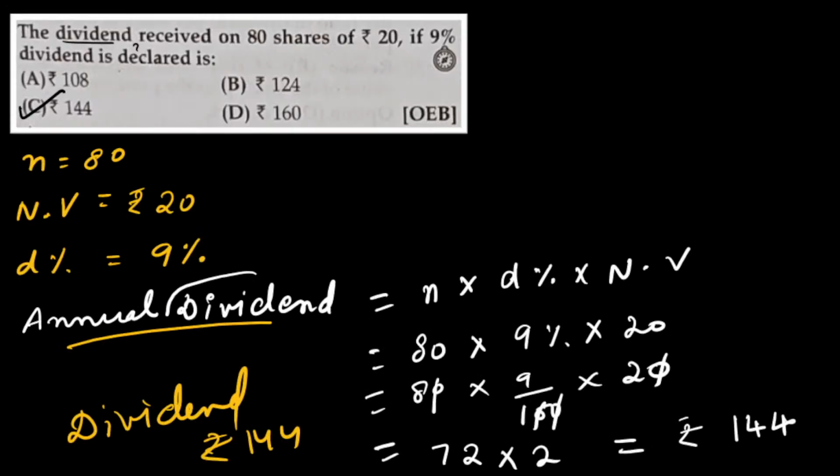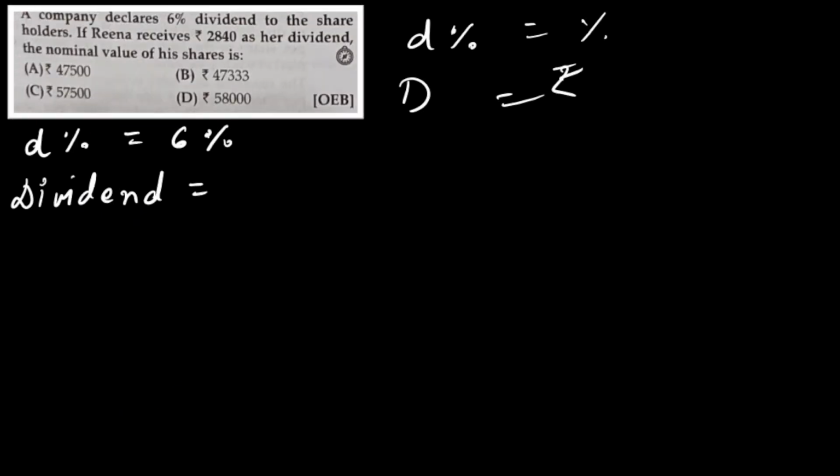See, in previous question this is dividend which we found and here dividend percent is also there. So both are different. One dividend is expressed in rupees, another dividend is expressed in percentage. So here in this question both are given to us. So 2840. So nominal value of the shares we have to find. How can we find the nominal value of the share? Which formula can we use?